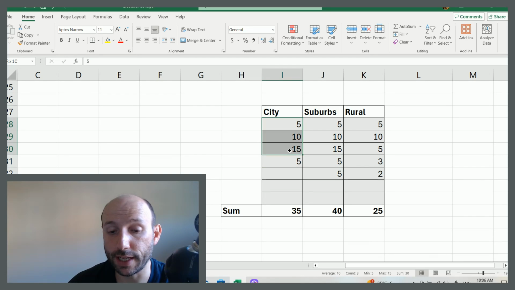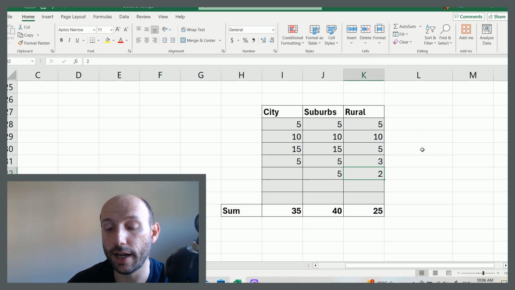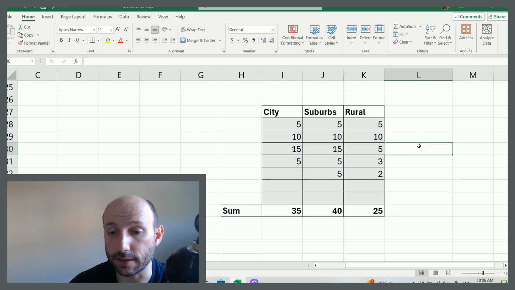Let's say we have 4 states defined by city culture, and they have 5, 10, 15, and 5 electoral points each. We have 5 states defined by suburb culture. They have 5, 10, 15, 5, and 5 electoral points each. And we have 5 states defined by rural culture. They have 5, 10, 5, 3, and 2 electoral points each. Okay, and someone wants to rig an election by creating a bunch of fake votes.